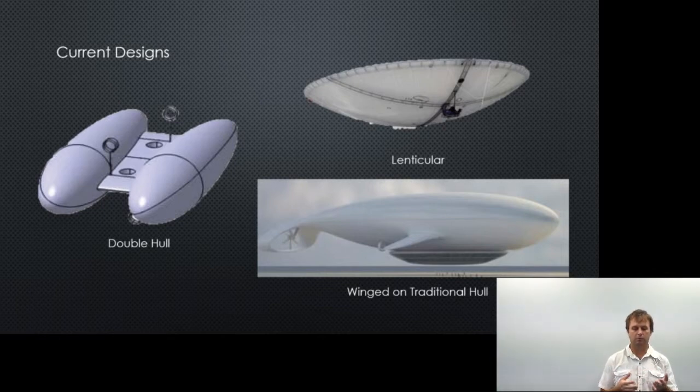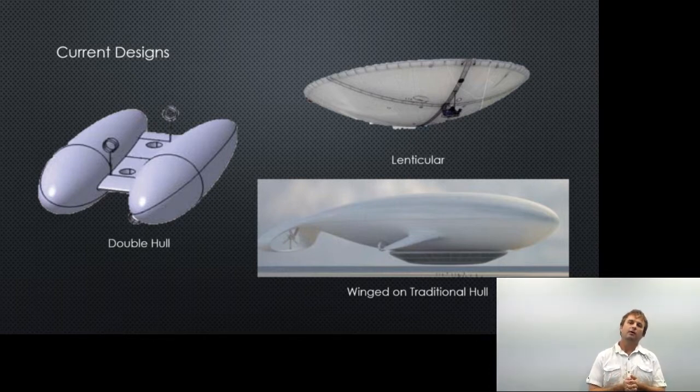Like a double hull, which would reduce the length of the design to give you the same amount of lift. A lenticular design, which is okay for hovering type things, but not real good for moving forward. And we also looked at having wings on the design, but they increased drag in some circumstances up to 60%, which was another thing we didn't want to do, because we wanted the design to be sleek and efficient through the air.